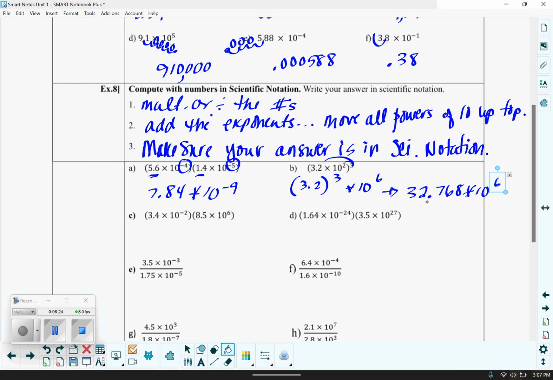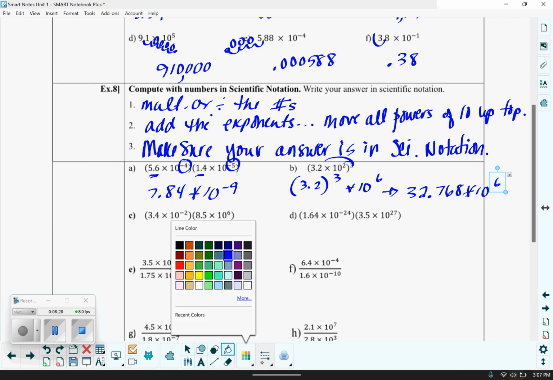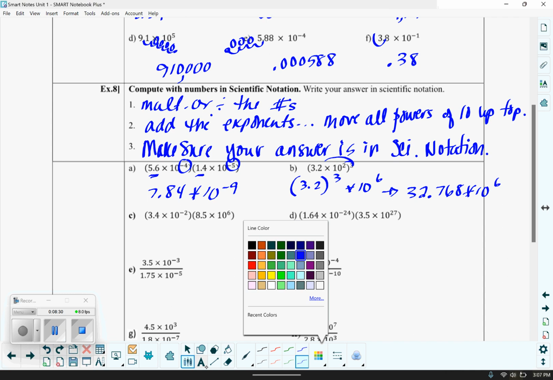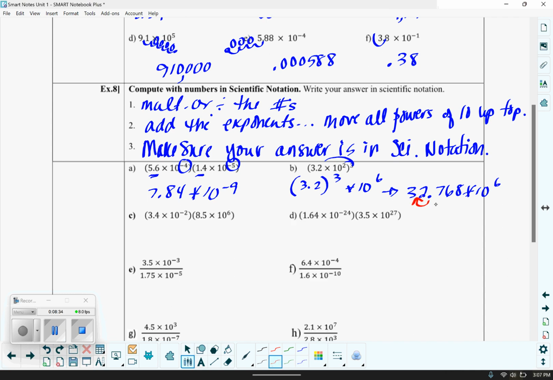But I'm not finished because this is not in scientific notation. So what I have to do is I need to change it. I need to move it by 1 spot, so I'm going to add 1 here. So it's going to be 3.2768 times 10 to the 7th.